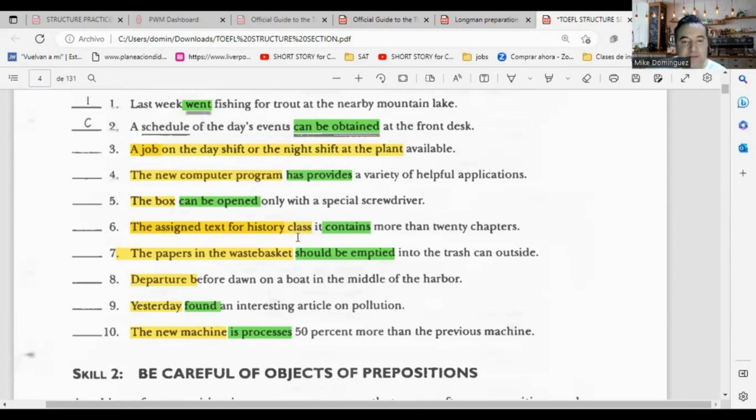Correct. Why? Because you are using the subject twice. You don't need the assigned text for history if you're going to use it. So you either use it, which will substitute the complete subject, all this text, or the specific subject. The assigned text for history class contains, but you don't need it. What about number 7? The papers in the wastebasket. It's correct. That makes sense. Number 8.